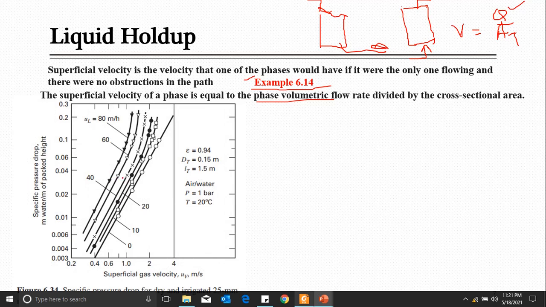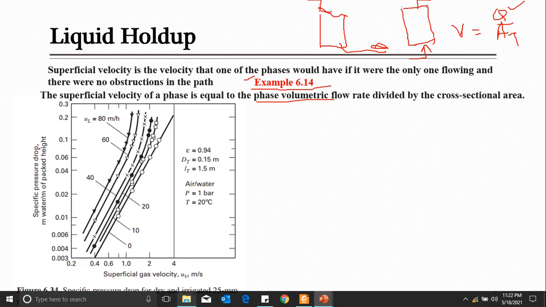So let's look at this chart here. You can see that this chart is about specific pressure drop. Here the caption says specific pressure drop for dry and irrigated 25 mm. This is one kind of Pall ring, and the specific name for that is given. I can't check it from the text here, sorry, it is not showing its name completely. So overall, in this diagram the data is given for the specific pressure drop.